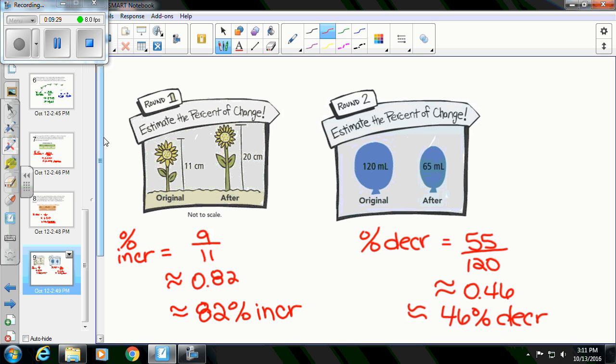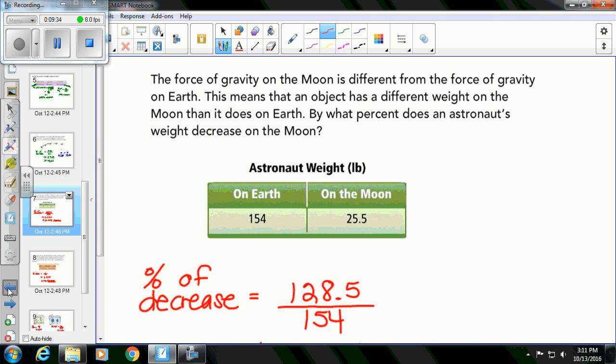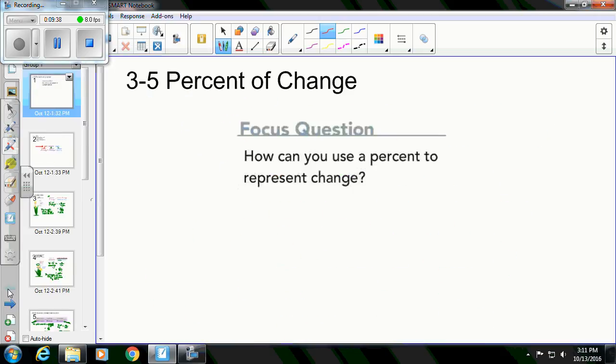Let's go back to our focus question. How can you use a percent to represent change? A percent represents change by comparing the amount of change to the original quantity. The amount of change is a part, and the original quantity is the whole. The percent is the percent of change as an increase or a decrease.